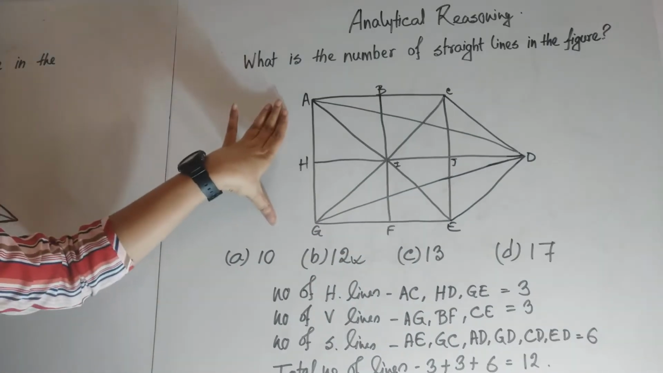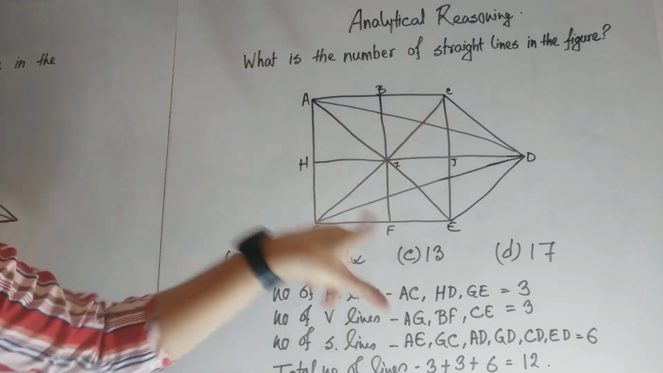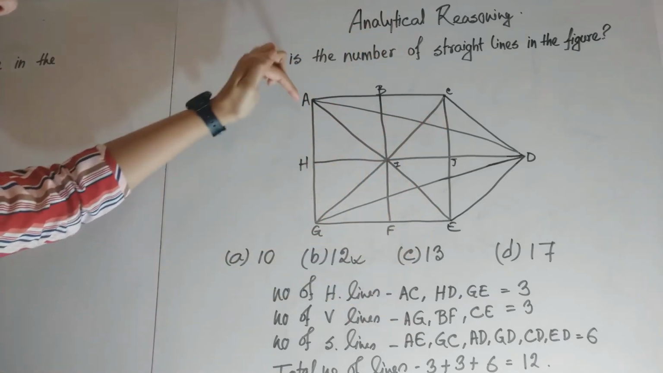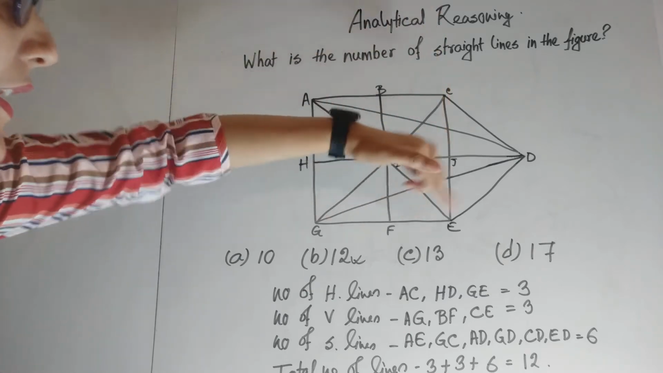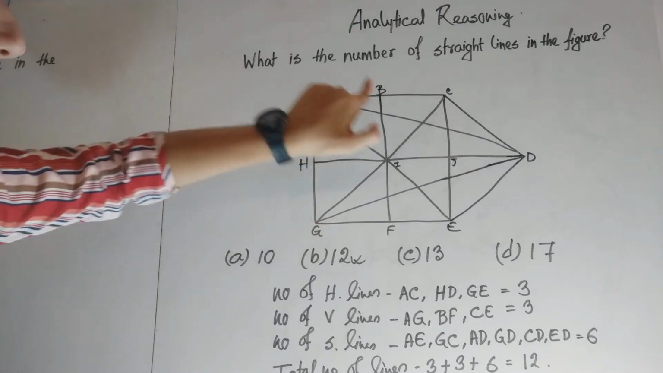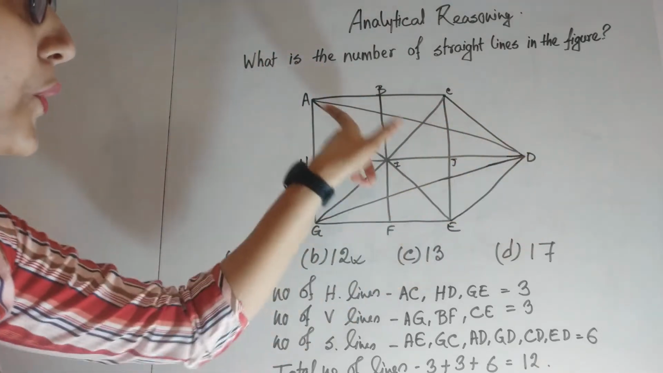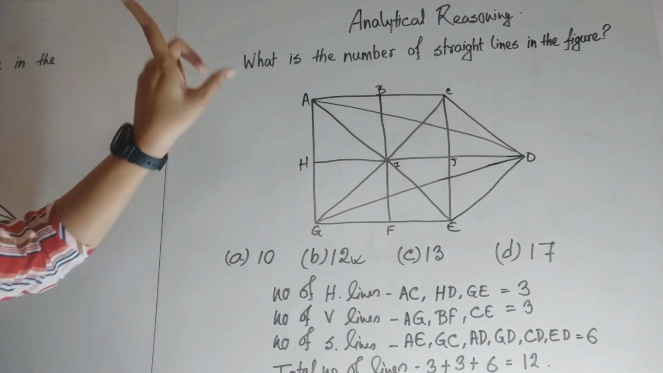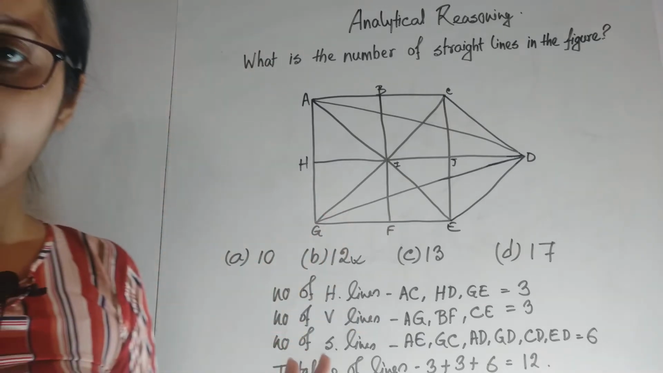Now, the more you practice, things will become easier for you and you won't need to label them as well. By looking at the figure only, you will be able to understand that there are 3 horizontal lines, these 3 vertical lines, and slanting lines are 1, 2, 3, 4, 5 and 6. Therefore, the number of lines 3 plus 3 plus 6, that is 12 will be the answer.